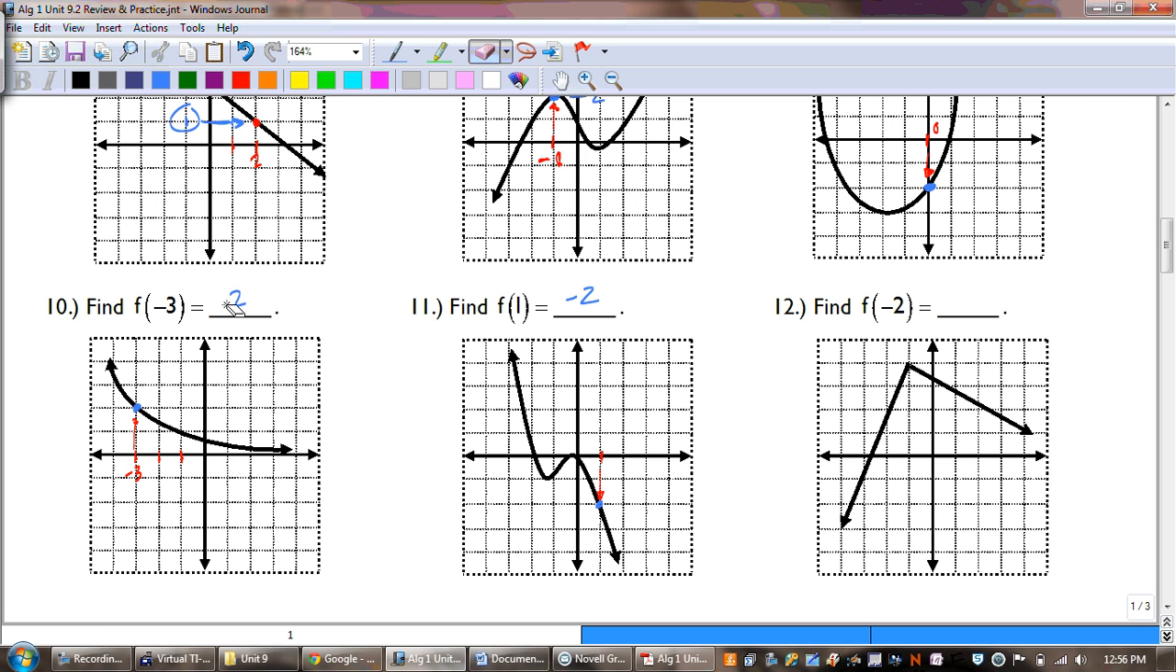Oh, wait, the first one wasn't at negative 2, guys. I'm sorry, that was at positive 2. Hopefully you're yelling at me. And then negative 2, there's negative 2, we go up.